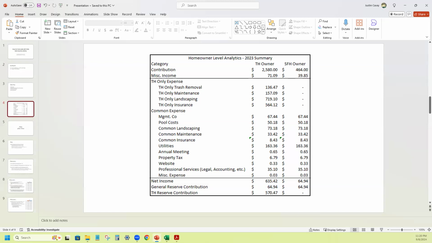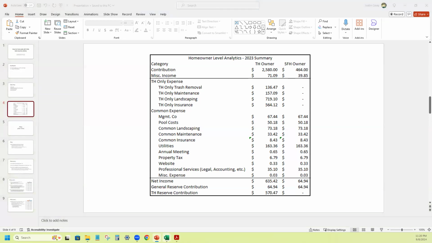So the single family homeowner saved about $65 in relation to a $464 contribution. And the townhome owner, after making a general reserve contribution, saved in total about $640, but after the general reserve contribution, saved about $570.